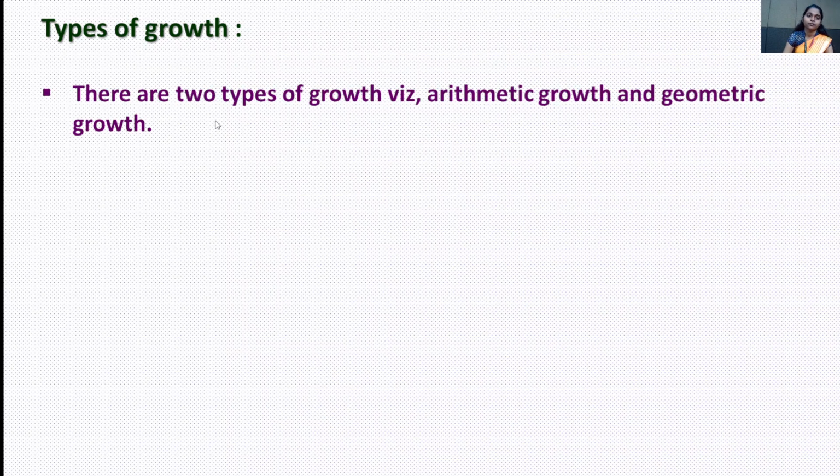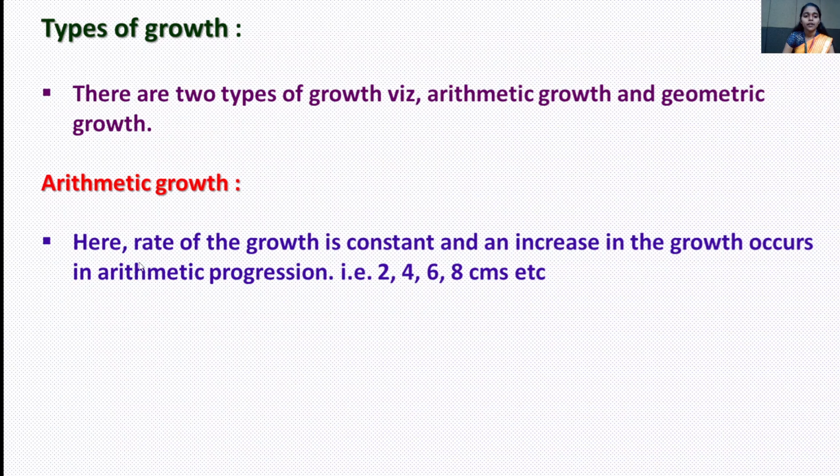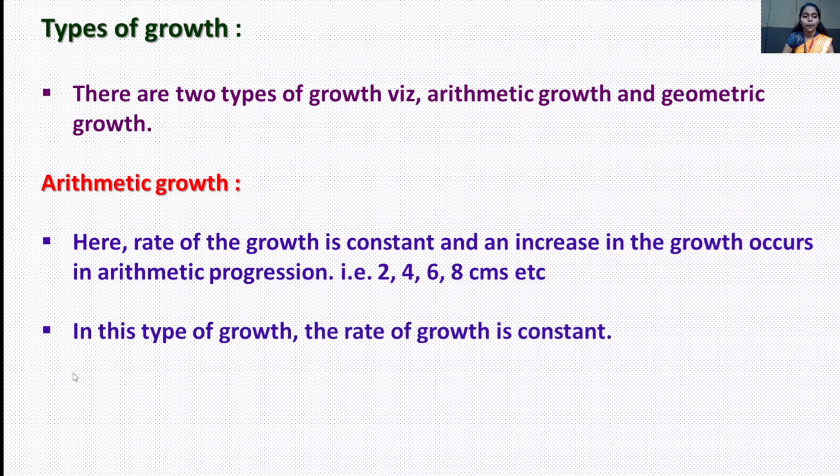So next point is types of growth. There are two types of growth: arithmetic growth and geometric growth. First is arithmetic growth. Here, the rate of growth is constant, and the increase in growth occurs in arithmetic progression, that is 2, 4, 6, 8 centimeters, etc. In this type of growth, the rate of growth is a constant.